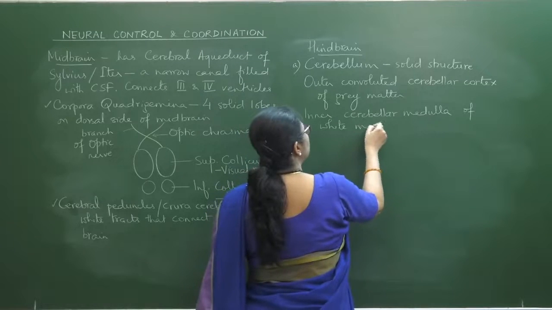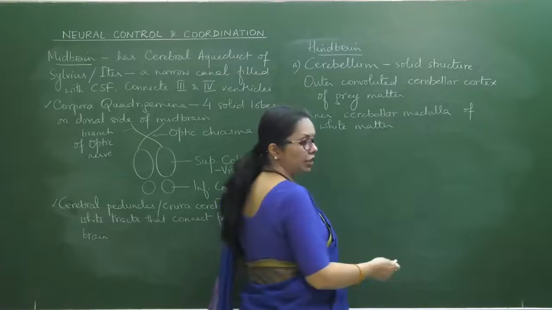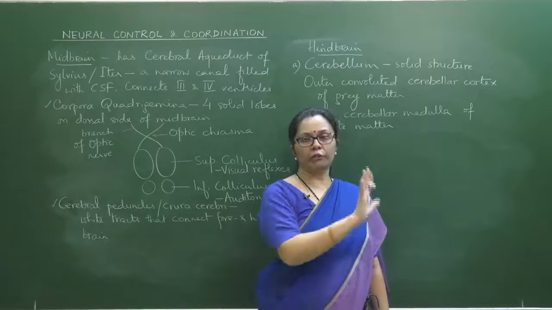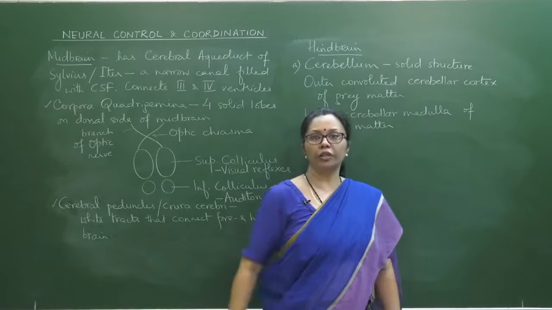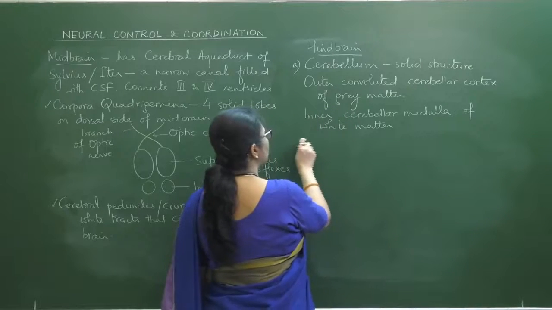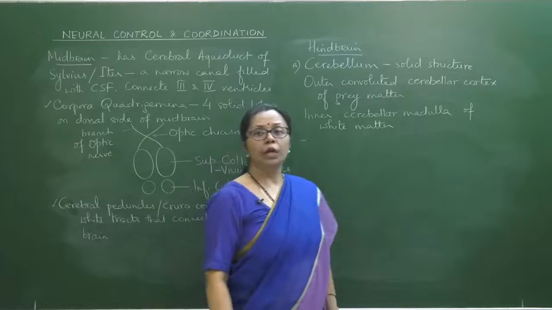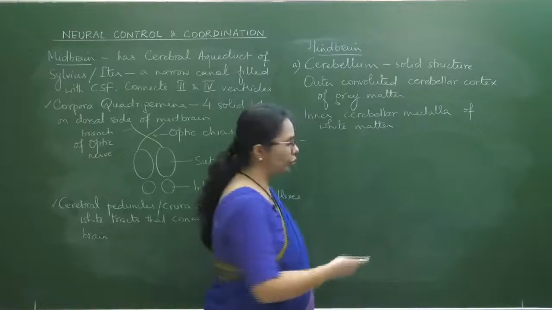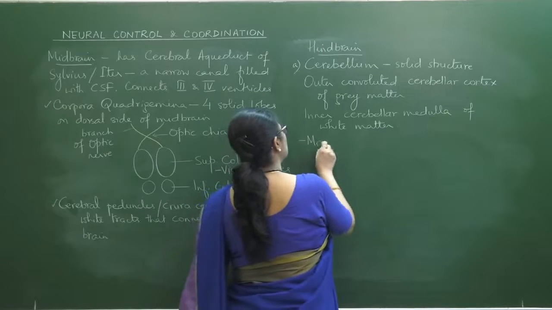And here you had seen, here also because of the sulcus, the grey matter is penetrating into the white matter, so that the white matter appears tree-like, which I had drawn in the diagram called arbor vitae. So that was the structural part. Now what does the cerebellum do? Cerebellum is for maintaining balance and posture.